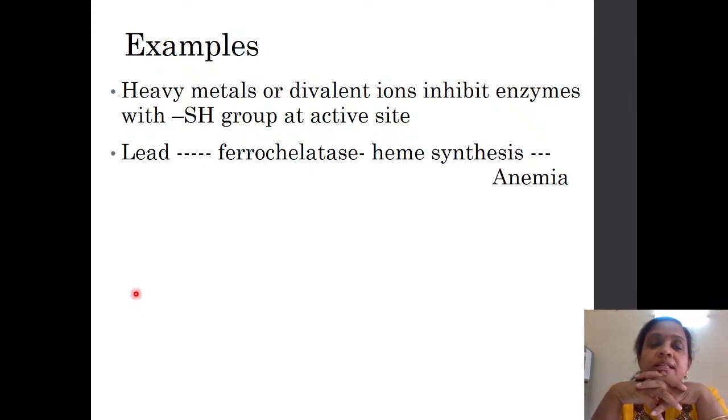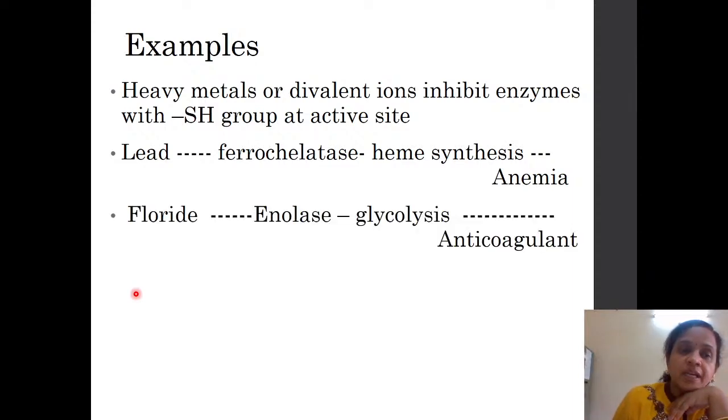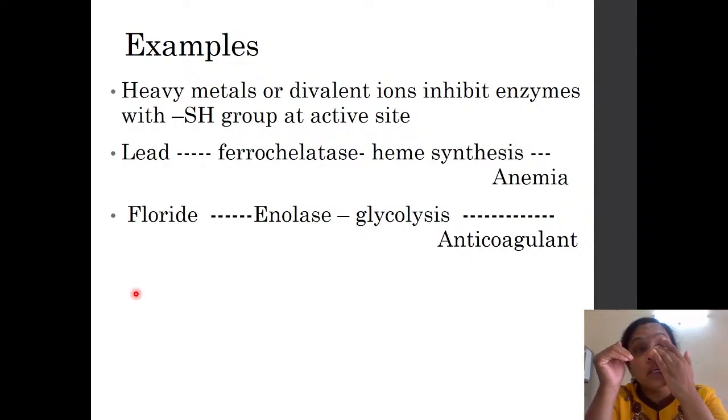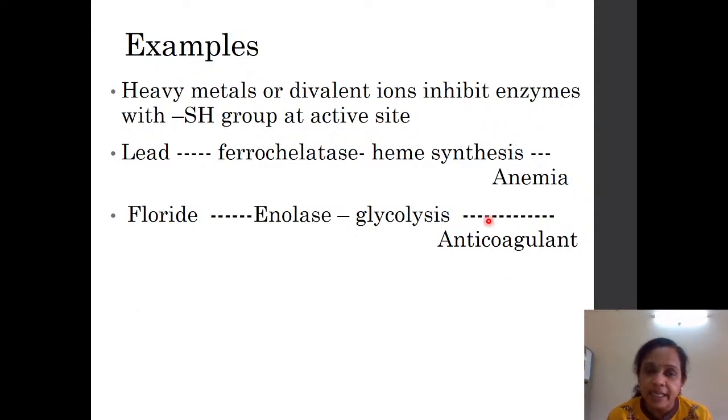Lead will inhibit the enzyme ferrochelatase. That is very much required for heme synthesis, and that will result in the formation of anemia. Fluoride will be inhibiting the enzyme enolase of glycolysis, which comes at the last step. Actually, it is not used as an anticoagulant, it is used in combination with the anticoagulant. Now, what is the significance of inhibiting glycolysis and why did we use the word anticoagulant here?